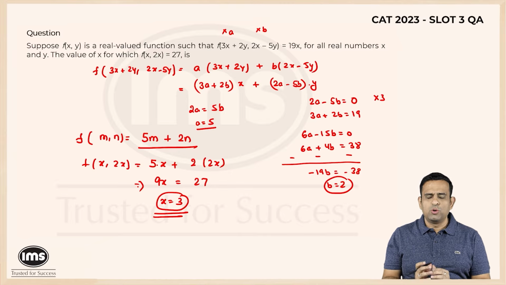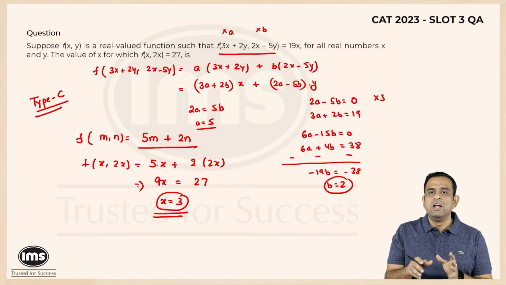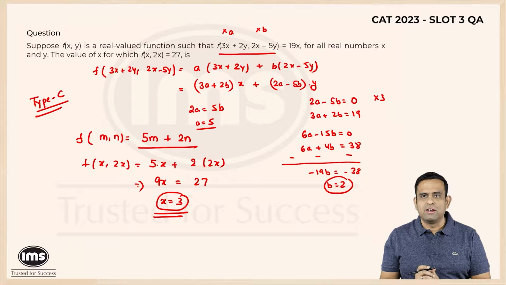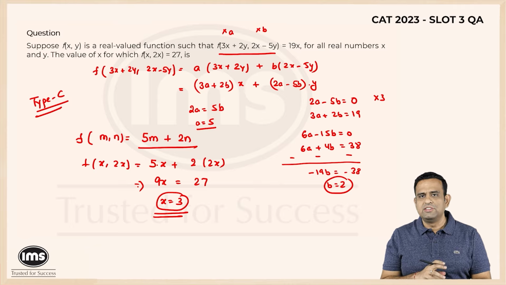But again, please note, those of you who are not comfortable with the functions topic, I am going to rate this question as a type C, because most of us will not be able to spot that we need to eliminate y in this particular way, and that one needs to multiply by 5 and by 2 in the first and the second variable.